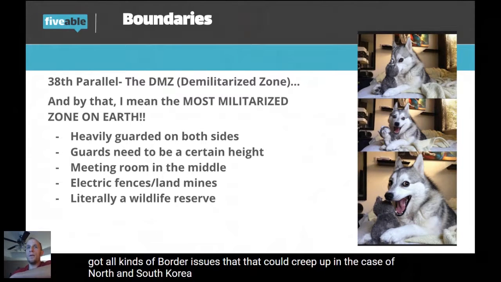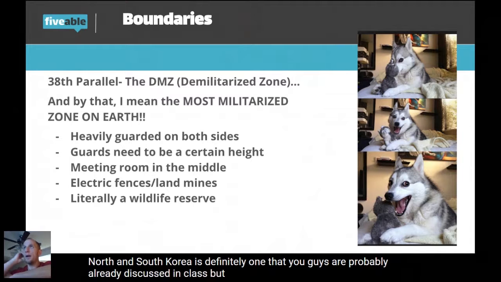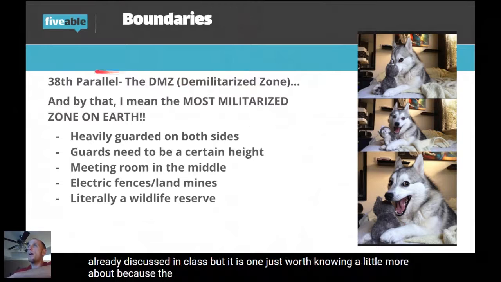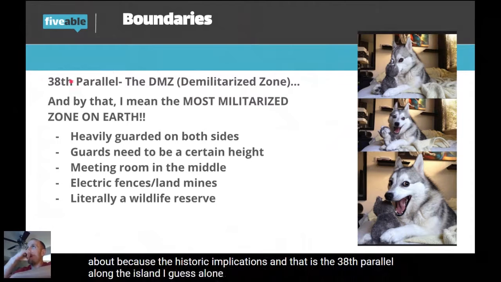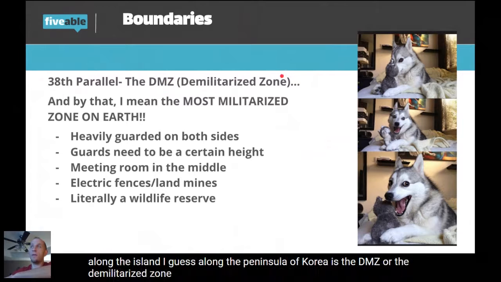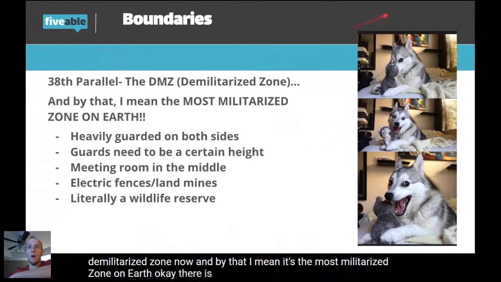In the case of North and South Korea, it's definitely one that you guys have probably already discussed in class, but it's one that's worth knowing a little bit more about. Because of the historic implications. And that is, at the 38th parallel along the peninsula of Korea, is the DMZ, or the demilitarized zone. Now, by that, I mean, it's the most militarized zone on Earth.